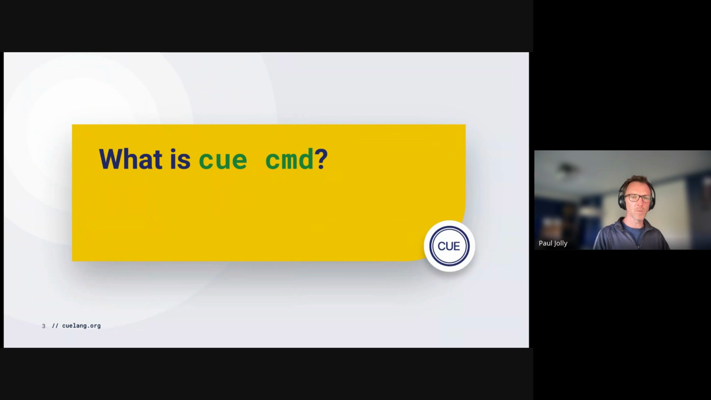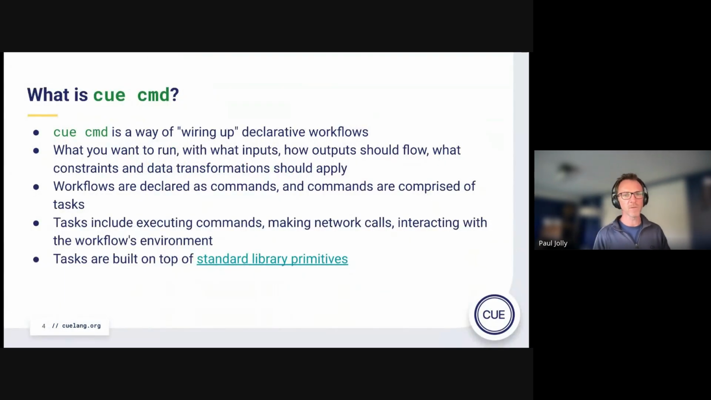So what is Q command? Q command is a way of wiring up declarative workflows. I kind of like the phrase wiring up there because it points to dependencies and data flows between different things that need to happen. So it's all about declaring what needs to run and the dependencies, inputs and outputs between those, and indeed any constraints and data transformations that should be applied at the same time.